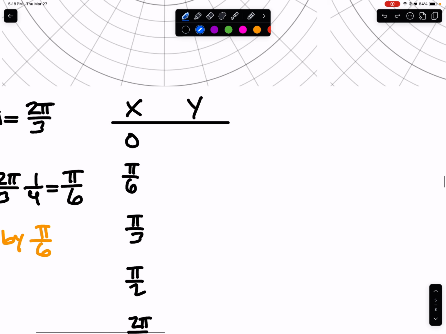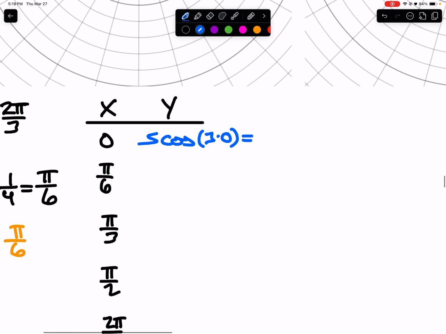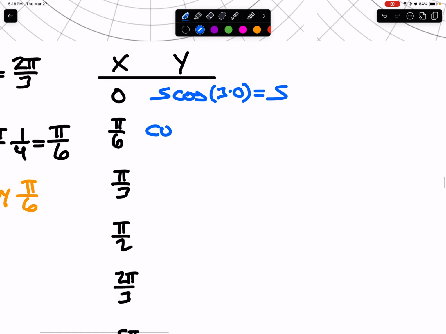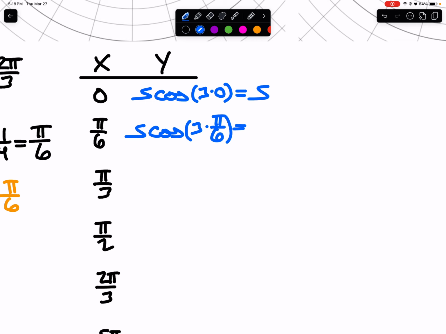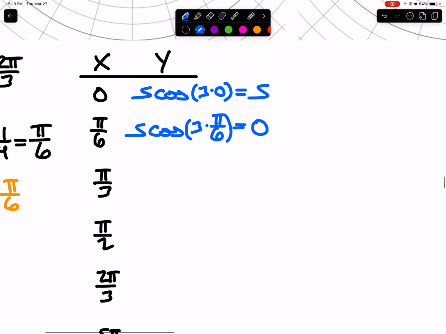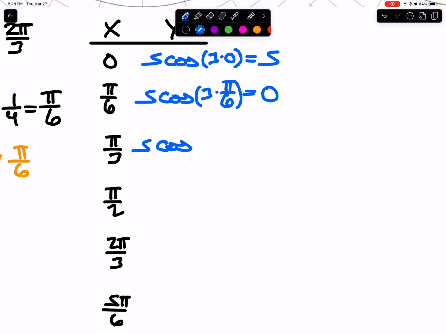So if I plug in 0, that would be 5 cosine of 3 times 0. So that would be 5 times cosine of 0, which would be 5 times 1, which is just going to be 5. And then over here, I would do 5 cosine 3 times pi over 6, which is cosine of pi over 2. Cosine pi over 2 is 0. 0 times 5 is 0. And then 5 cosine 3 times pi over 3. So cosine of pi, which is -1, -1 times 5 is -5.